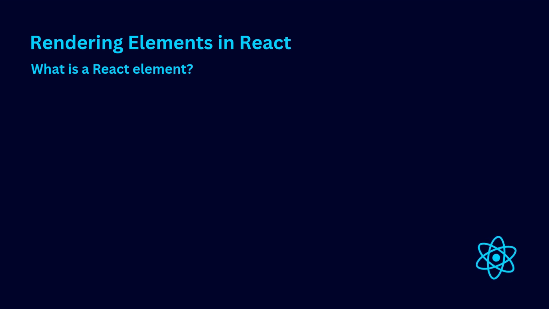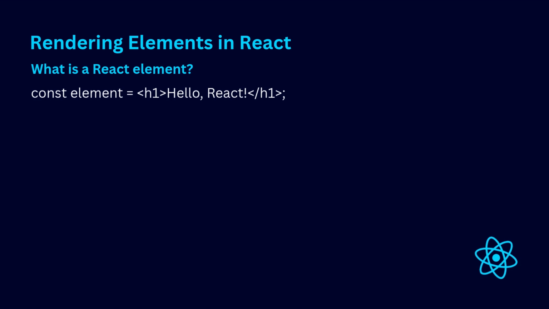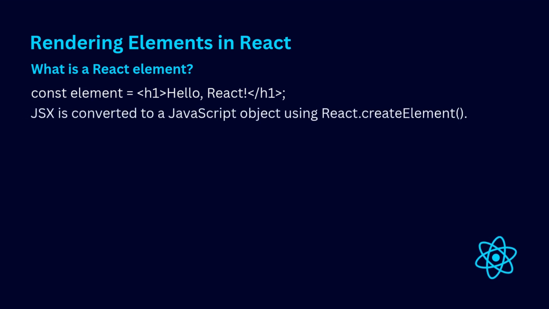Here is how that looks in JSX. const element = <h1>Hello React</h1>. This line of code creates a React element. Behind the scenes, JSX is converted to a JavaScript object using React.createElement.